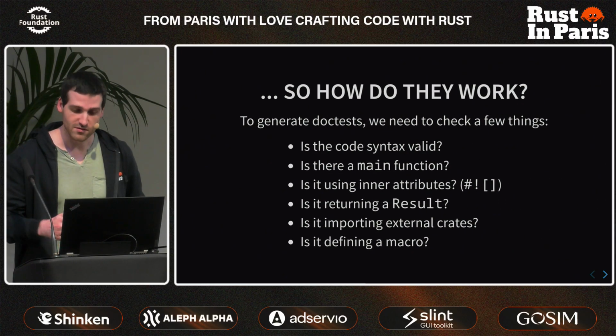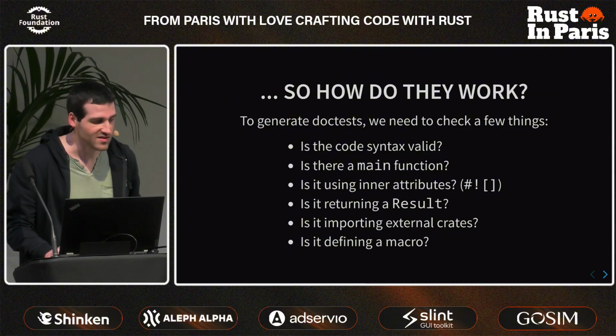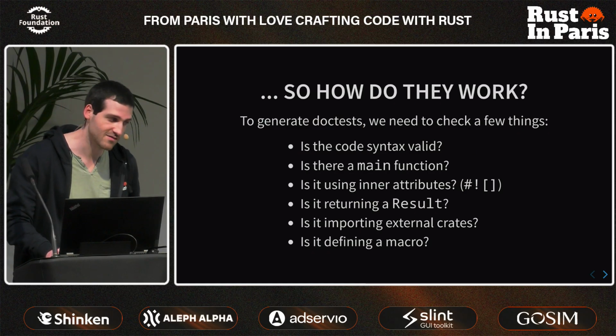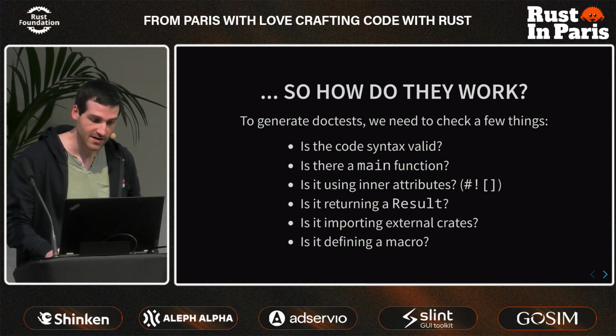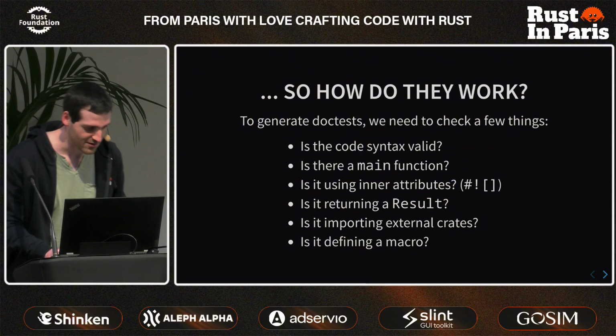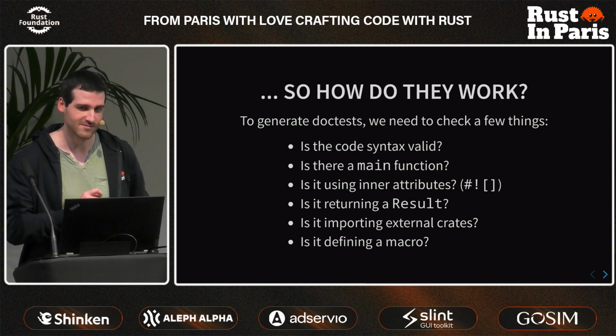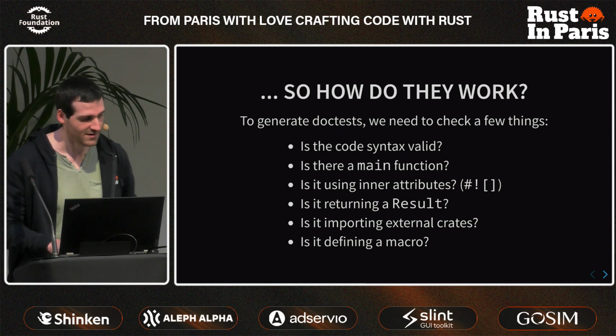So now, the interesting part: how do they work? Pretty terribly, but now it's mostly working. So to generate Doctests, we need to check a few things. First, is the code syntax valid? That's actually a very difficult question to answer because your code might be valid, but incomplete, and that's something different. Doesn't seem different, but it's different.